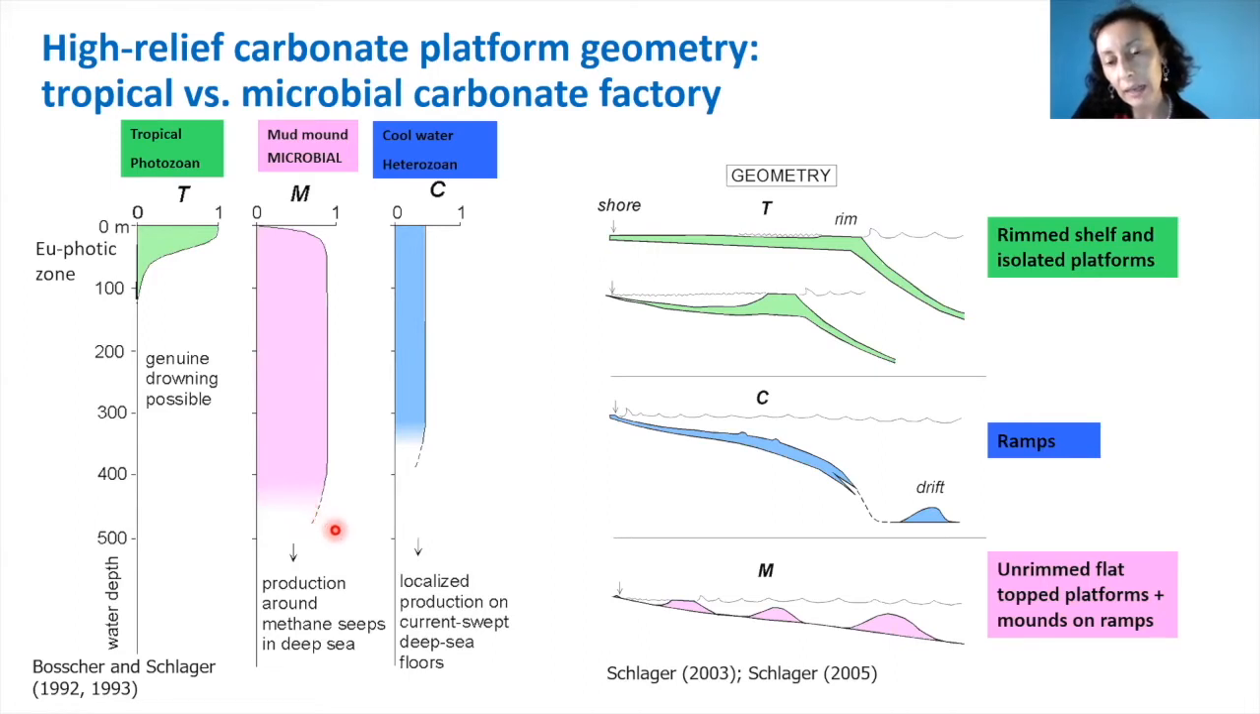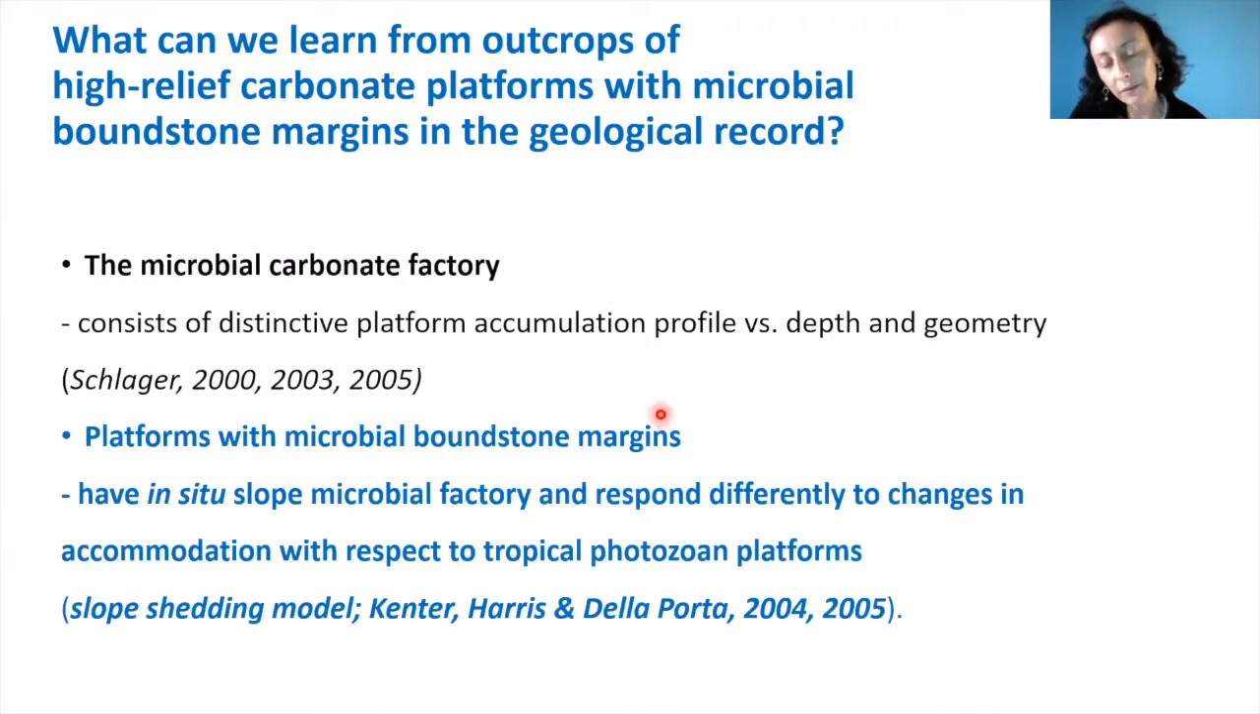Schlager clearly evaluated that this carbonate production profile versus depth characterize specific carbonate platform geometry, and the microbial carbonate platform, called also the mount factory or mud mount factory, can provide geometry as mud mounts or high relief platform, different from the tropical one.